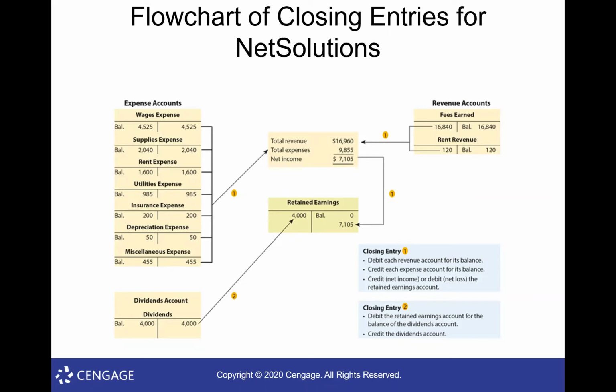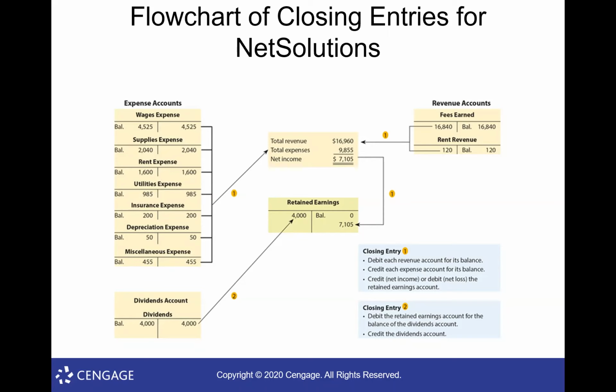So let me ask you this. Where have we just seen these numbers? Everybody remember? On the income statement. So this represents our total expenses. This represents our total revenue. So this represents our net income. Okay? We would expect that. Now, what happens to net income? What account does it affect?